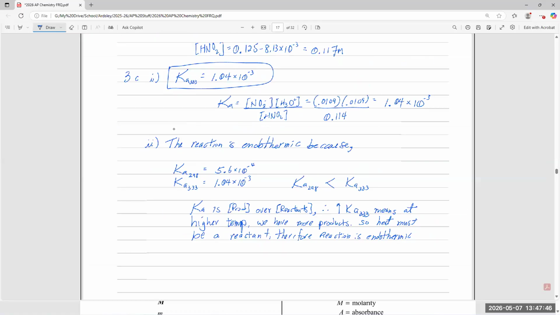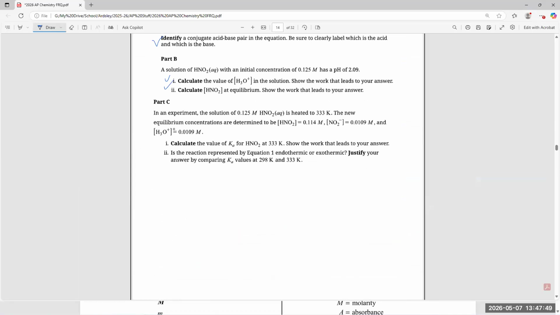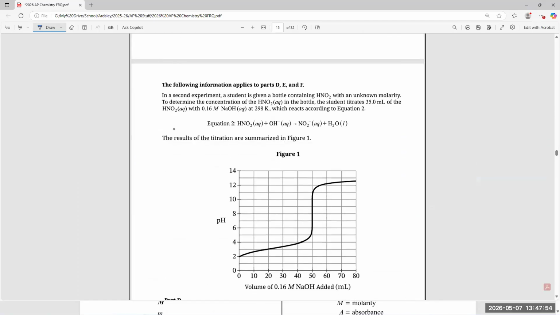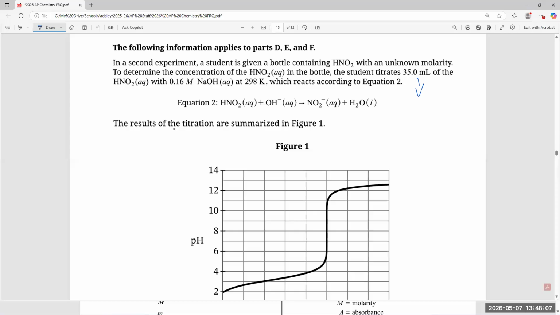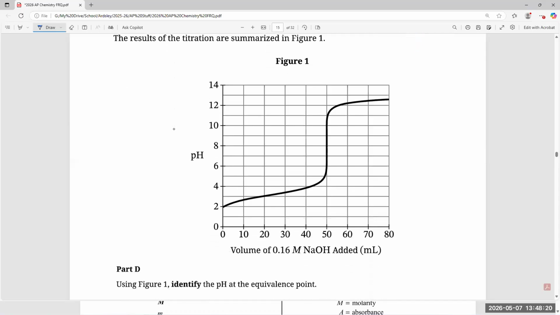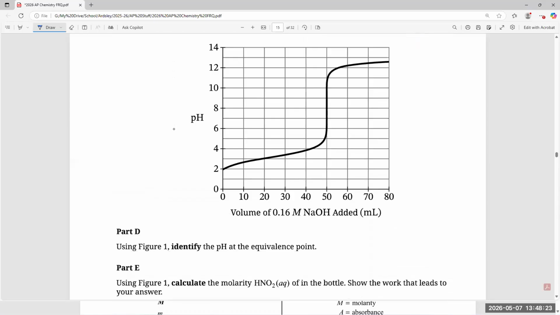All right, we're done with part C. And then let's go to D. In a second experiment, a student is given a bottle containing nitrous acid with an unknown molarity. Determine the concentration of the HNO2 in the bottle. The student titrates 35 mL of the HNO2, this is VA, with 0.16 molar base, which reacts according to equation 2. It's just a titration equation. Results of the titration are summarized in figure 1. Using figure 1, identify the pH of the equivalence point.